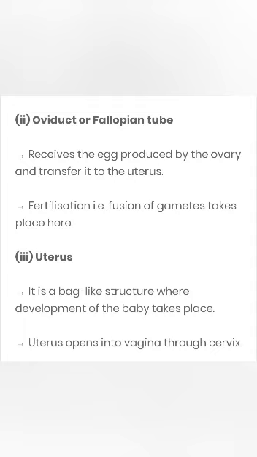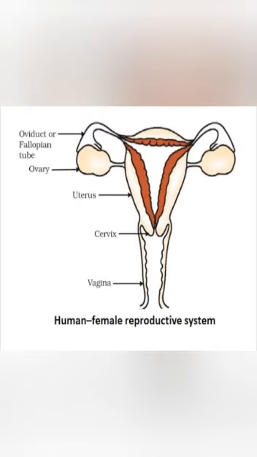Oviduct or fallopian tube. The oviduct receives the egg which is produced by the ovary and transfers it to the uterus. So the fallopian tube is the site of fertilization of the egg. That means fusion of gametes takes place in the fallopian tube. After fertilization, the fertilized egg is transferred to the uterus through the fallopian tube and the egg is implanted in the uterus, where it develops into a zygote or the embryo.